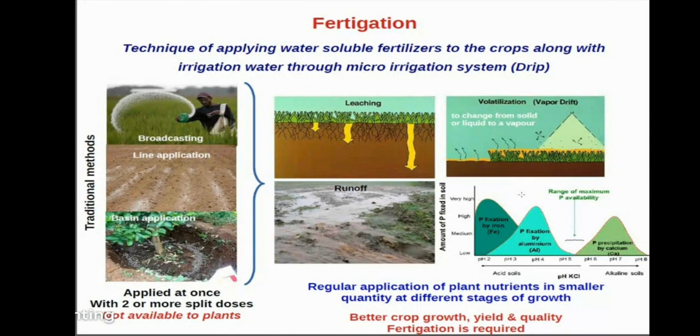So regular application of plant nutrients in smaller quantities at different stages of plant growth gives better crop growth, yield and quality. That is why fertigation is required. With regular application of plant nutrients in smaller quantities at different growth stages, each and every nutrient is available to the plant. High fertilizer use efficiency is seen.